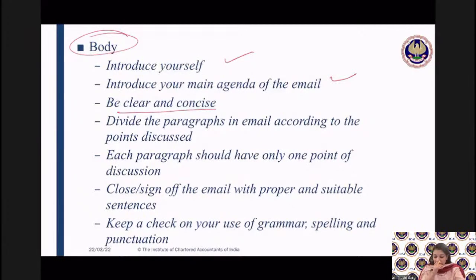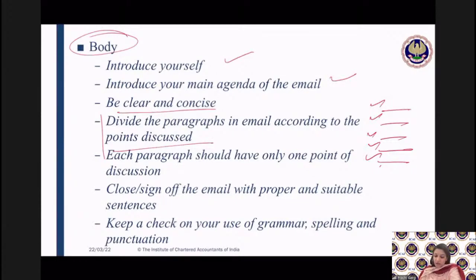Divide paragraphs in the email according to the points discussed. Paragraph dividing, for any writing skill or for email, is very important. This makes it very clear. In email writing, divide your paragraphs according to the points that you want to discuss, so that when the person is reading the email and going to respond to it, that person doesn't get lost or miss out on anything important.